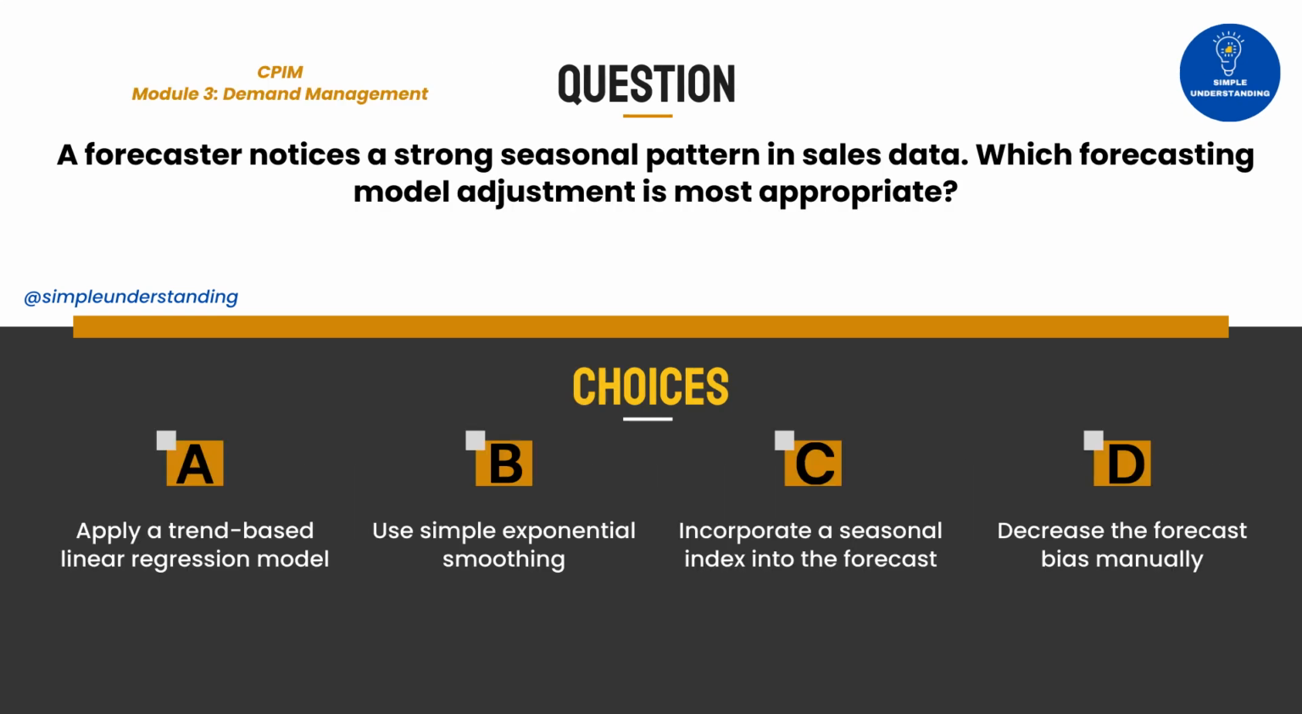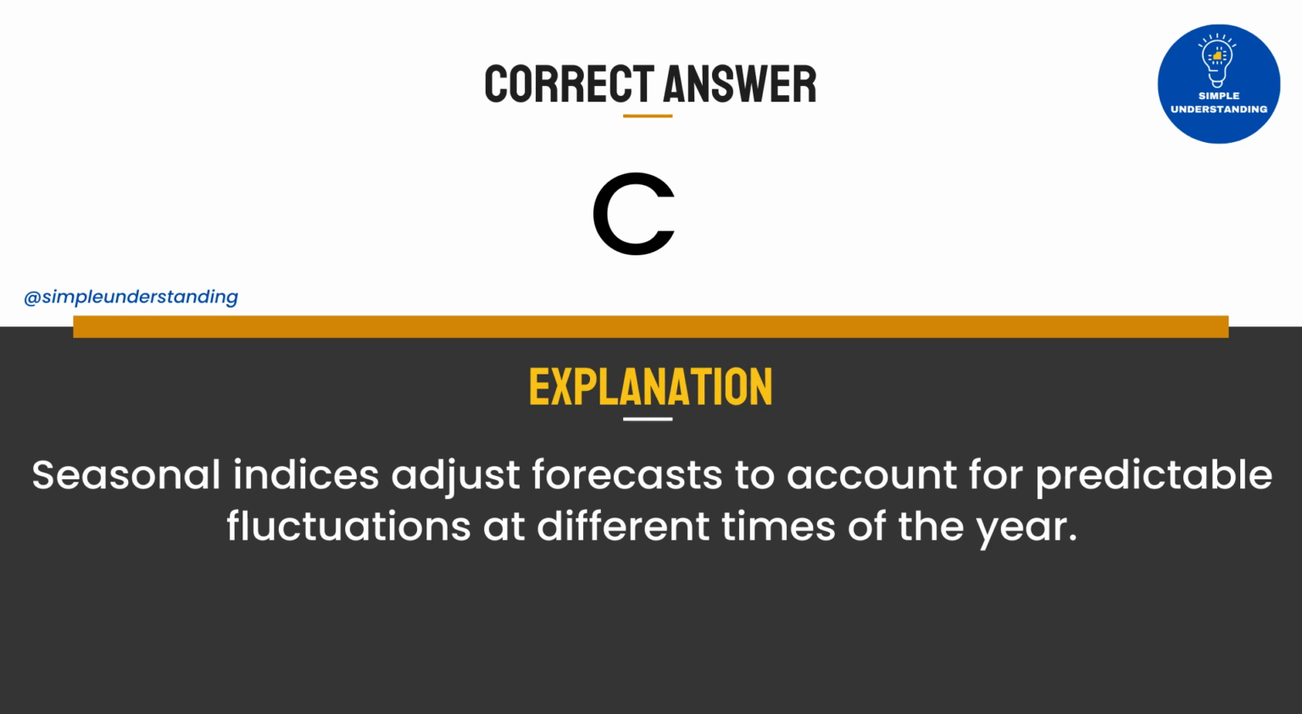Question 5. A forecaster notices a strong seasonal pattern in sales data. Which forecasting model adjustment is most appropriate? A. Apply a trend-based linear regression model. B. Use simple exponential smoothing. C. Incorporate a seasonal index into the forecast. D. Decrease the forecast bias manually. Correct answer. C. Explanation. Seasonal indices adjust forecasts to account for predictable fluctuations at different times of the year.